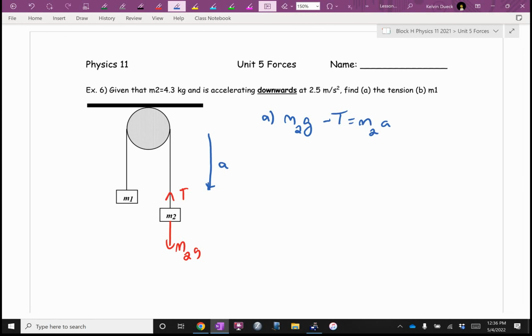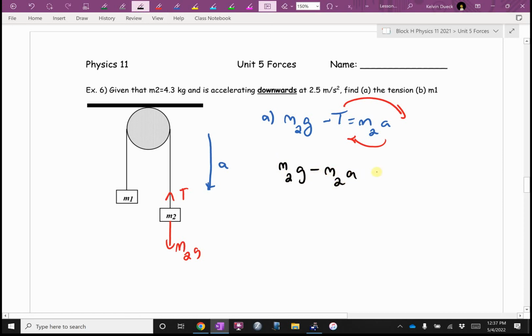Either I'll give you tension or I'll give you the acceleration. Looks like in this case they gave me the acceleration. I want to find the tension. What's right in front of the T that I don't like? Swappy dance. The M2G just drops down like a domino, minus, not plus, M2A, and that equals tension. I hope you're okay if I put the tension equals on the left where we used it.